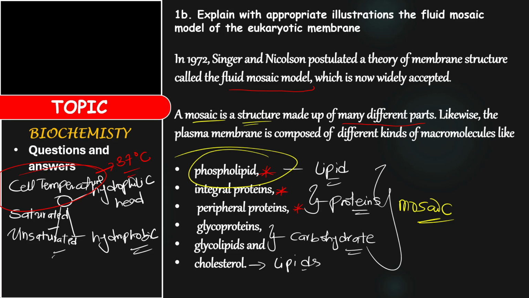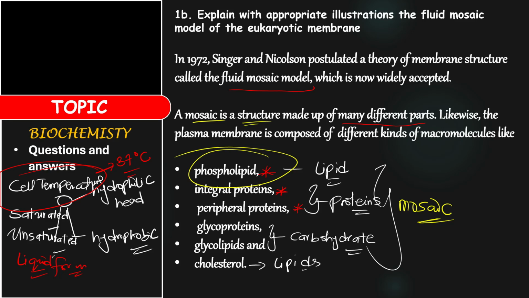Now, my dear student, at normal cell temperature, these fatty acids are liquid. They are what? Liquid form. So at the end of the day, it means that this hydrophobic tail will be what? Liquid. So you have a liquid where other things like the proteins and the carbohydrates will actually hang on top like icebergs in the sea. So the sea is the liquid form, which is the what? The hydrophobic tail. Then you have icebergs.